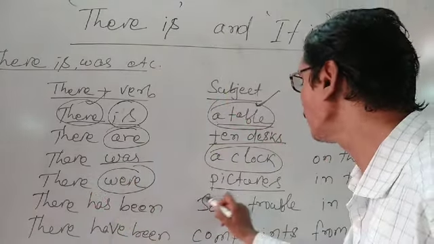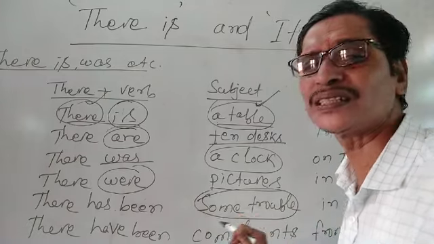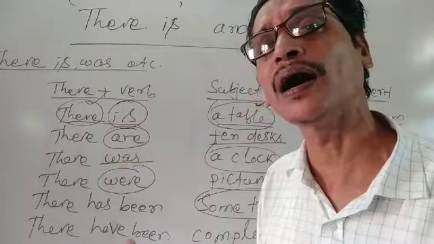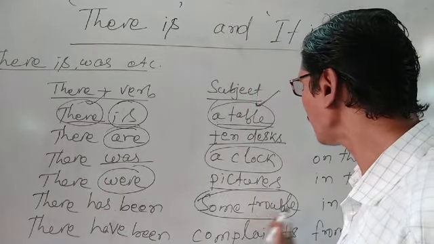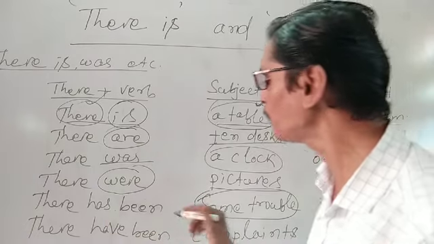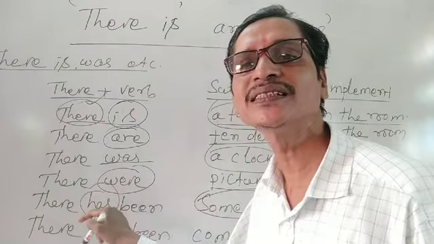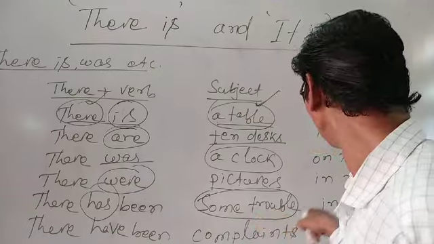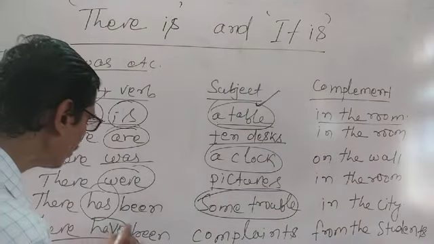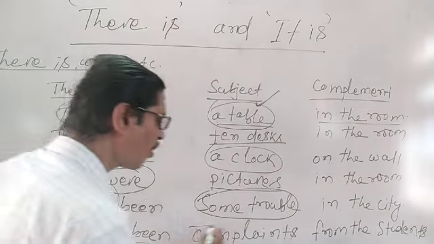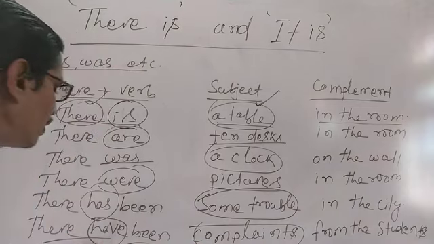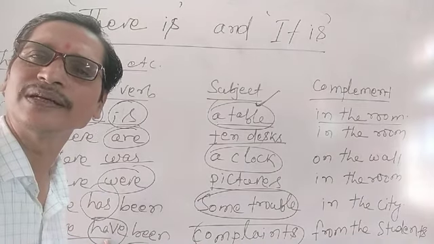Understand? So, some trouble. Here, trouble is an uncountable noun. Therefore, we have taken this as an uncountable noun, a quantity. Therefore, we have used "has". There has been some trouble in the city. So, similarly, there have been complaints, which is a plural subject. Therefore, we have used a plural verb over here.